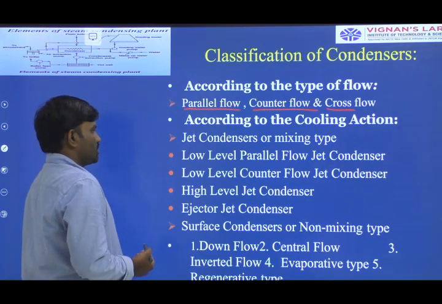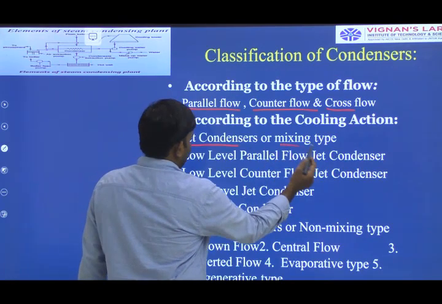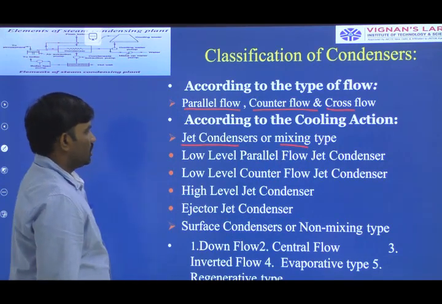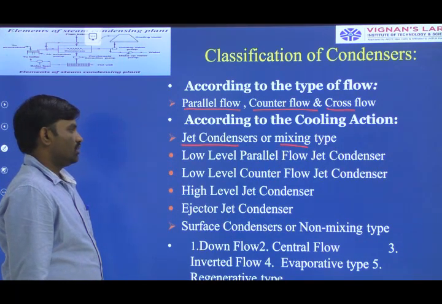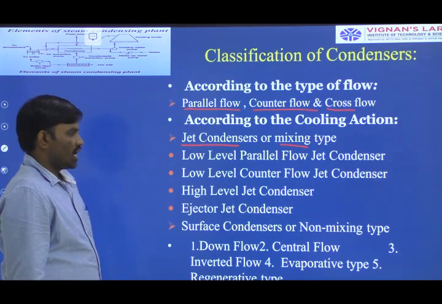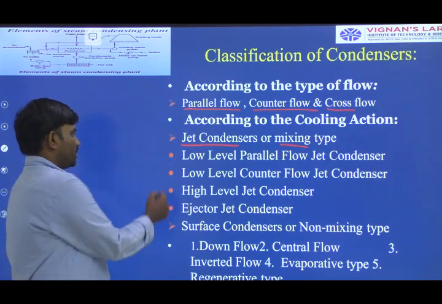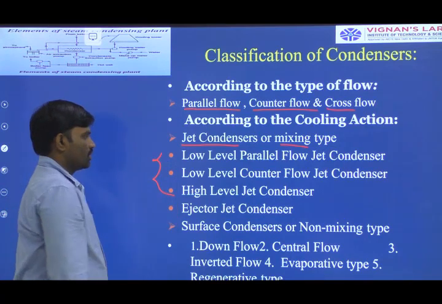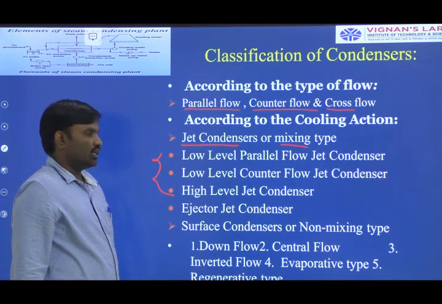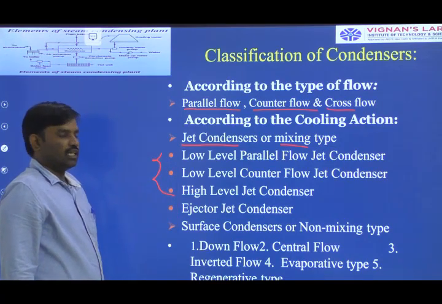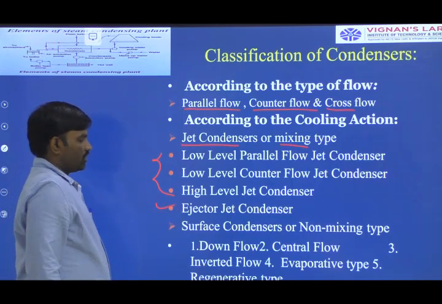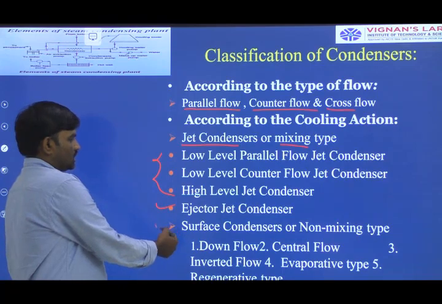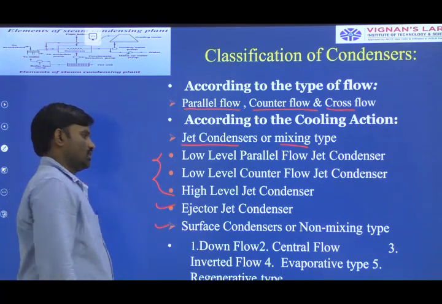Jet condensers are mixing type condensers. The different types of jet condensers are low level parallel flow jet condensers, low level counter flow jet condensers, and high level jet condensers. Ejector type jet condensers are another one. And surface condensers are non-mixing type condensers.